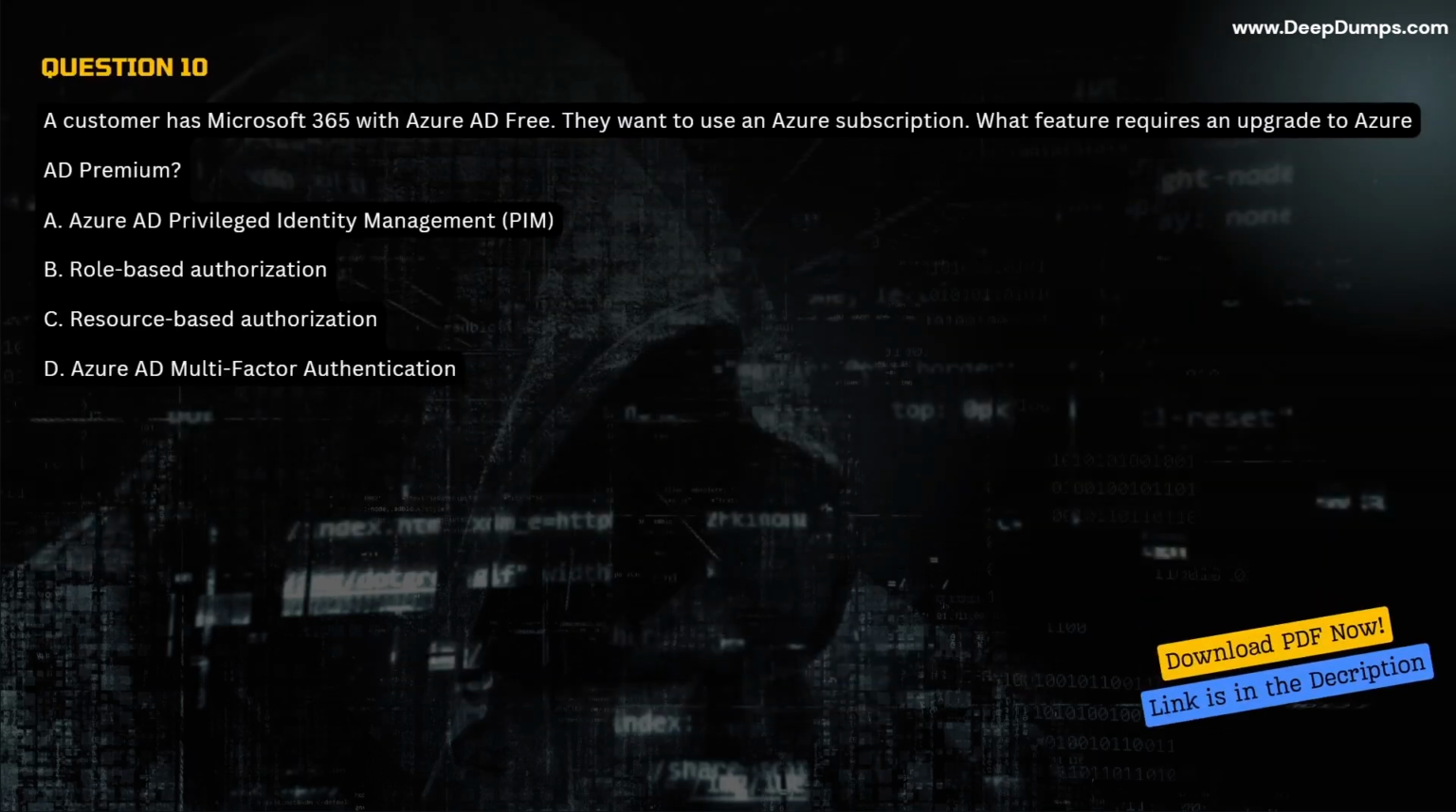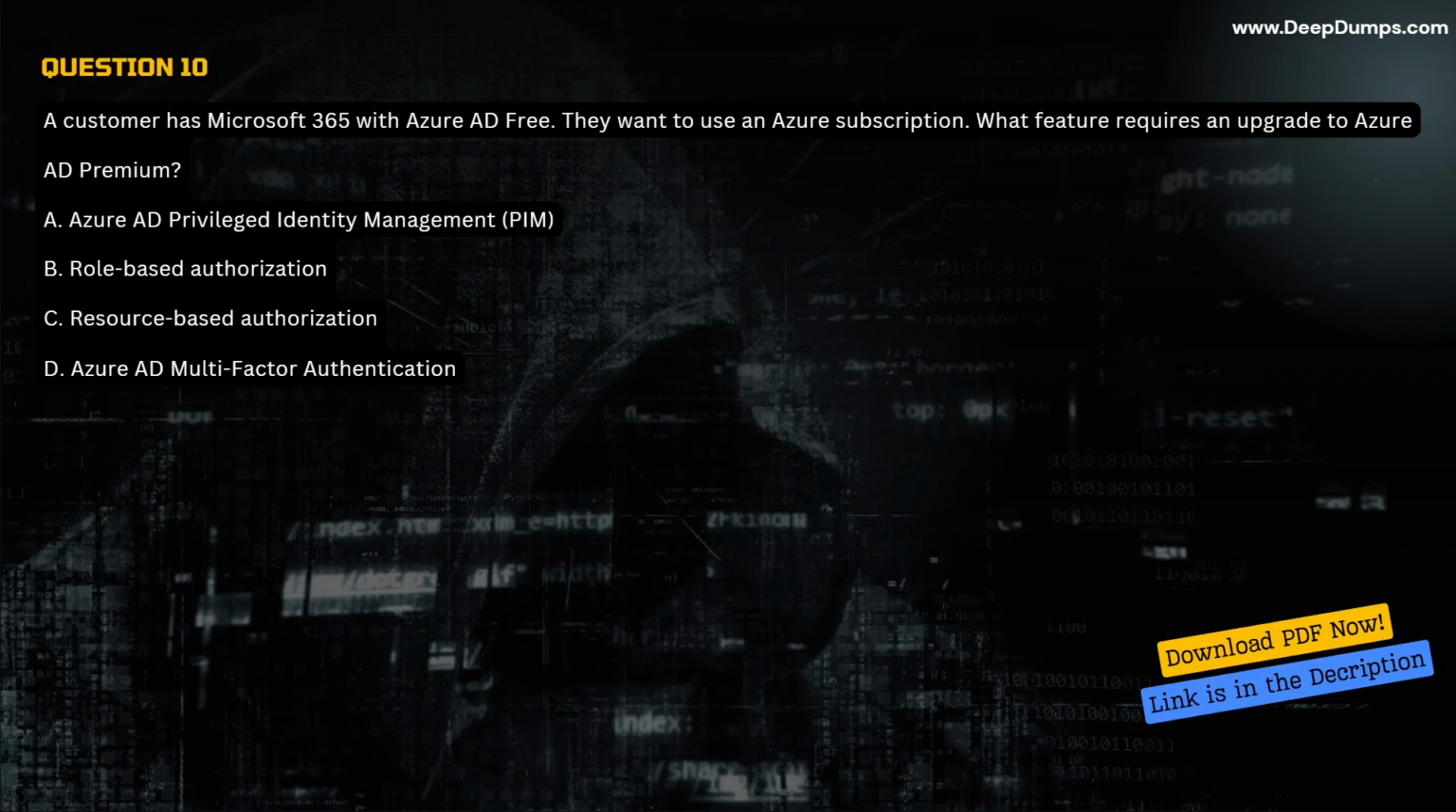Question 10. A customer has Microsoft 365 with Azure AD Free. They want to use an Azure subscription. What feature requires an upgrade to Azure AD Premium? A. Azure AD Privileged Identity Management (PIM). B. Role-based authorization.